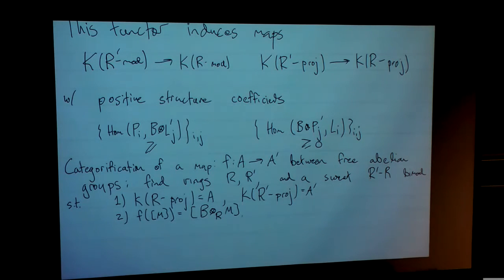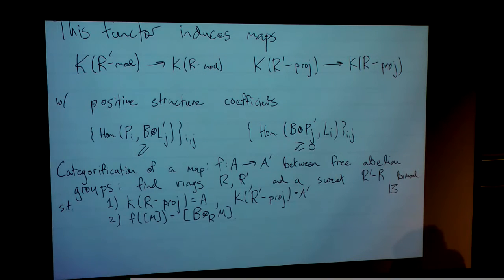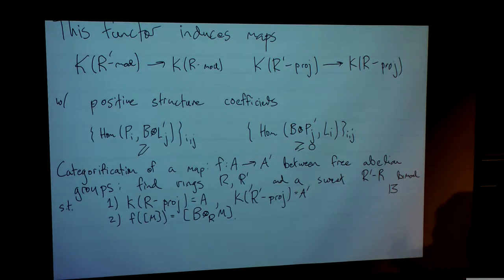So for me, the definition of a categorification map, let's say for now between three abelian groups, of course, like if I had vector spaces, I'd be choosing three abelian groups inside them, is finding rings R and R prime, and a sweet R prime R bimodule, which I showed you the name, B, such that, if we talk about projectives, the K group of R projectives is A, the K group of R prime projectives is A prime, and my map applied to the class of an object is exactly the class of B tensored with that object over R. It can only happen if I found bases.